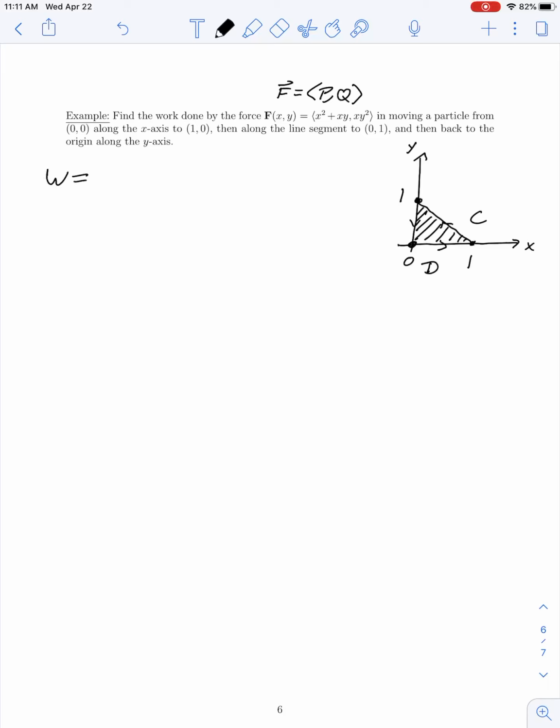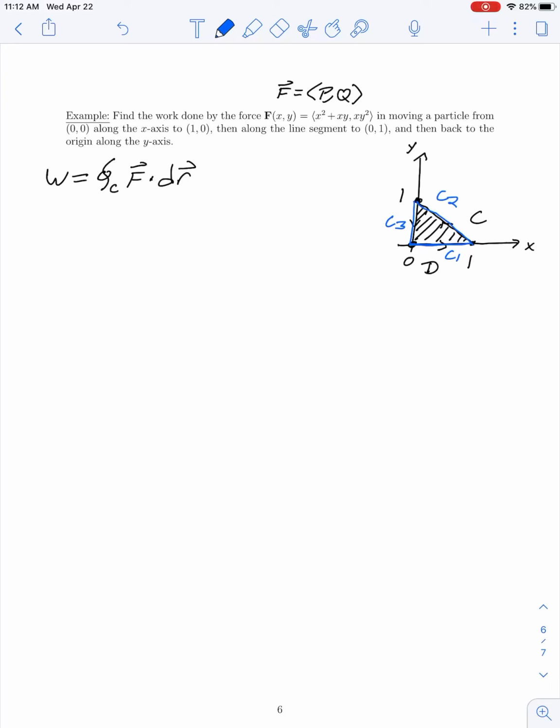So we know to find work done by a force field in moving a particle along a curve, we evaluate the line integral of that force field over the curve. And here, again, our curve C, since it is a triangle, well, it's not smooth, but it is piecewise smooth. It consists of 3 line segments, C1, C2, and C3. So to evaluate this line integral directly, I would have to parameterize each of those line segments, evaluate the line integral over each piece and take their sum, which we know is a bit tedious.